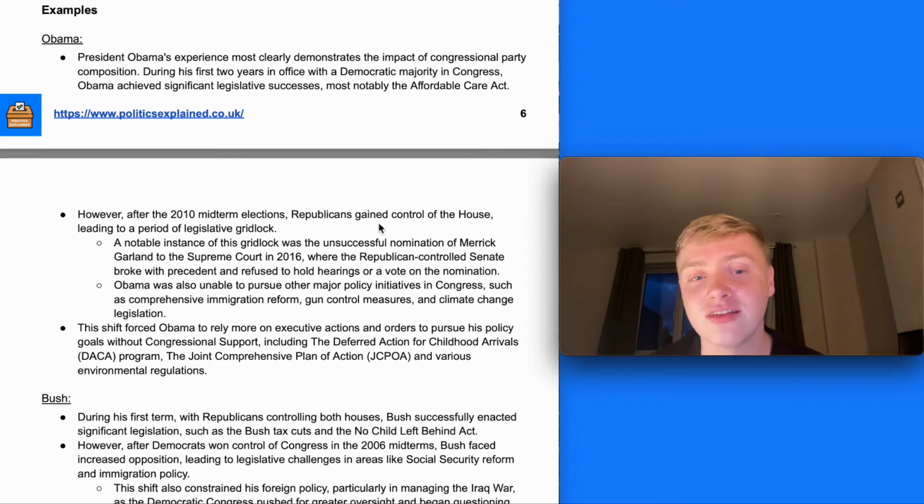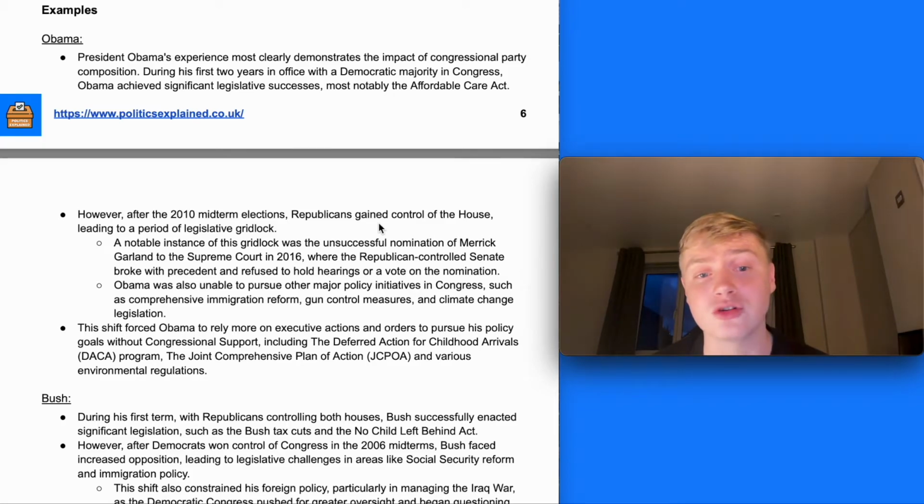A notable instance of this gridlock was the unsuccessful nomination of Merrick Garland to the Supreme Court in 2016, when the Republican-controlled Senate broke with precedent and refused to hold hearings on the nomination. They effectively said they wouldn't consider a nomination because it's an election year and they would leave it up to the next president, as a kind of justification. In reality, they wanted to wait so that they could get a Republican nomination, because they were hoping that Trump would win the election, which he eventually did.